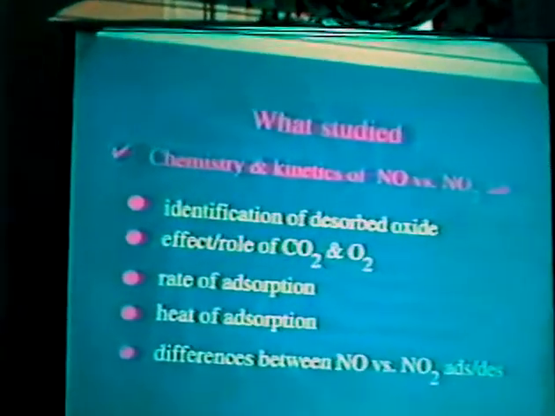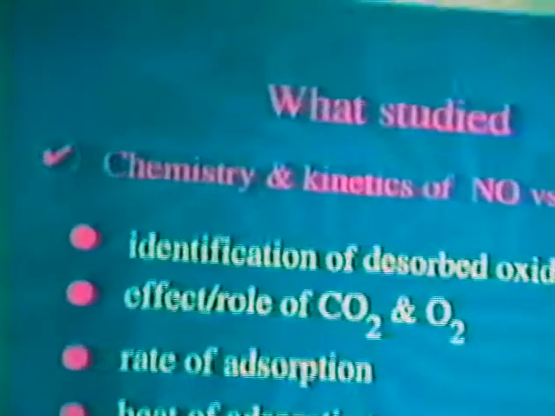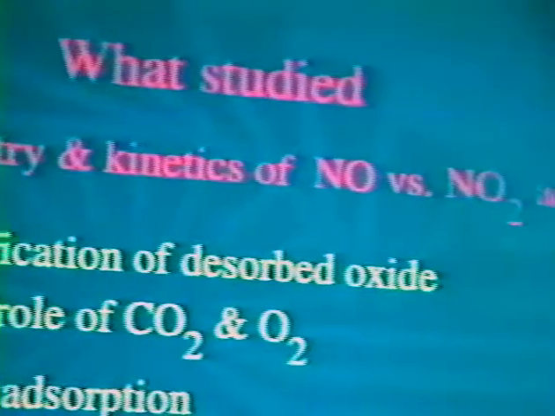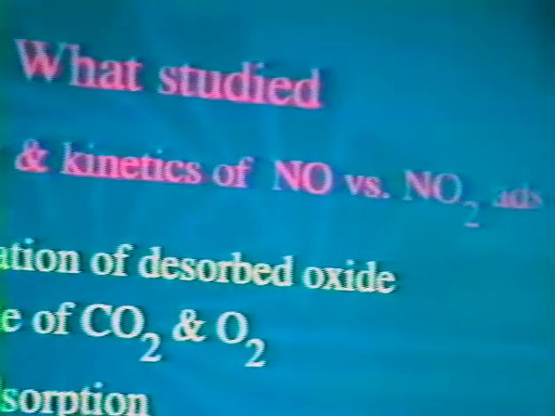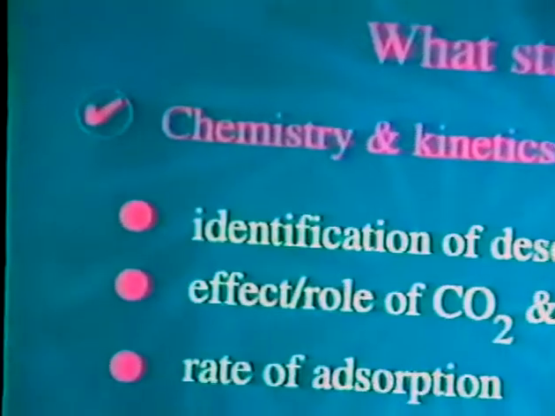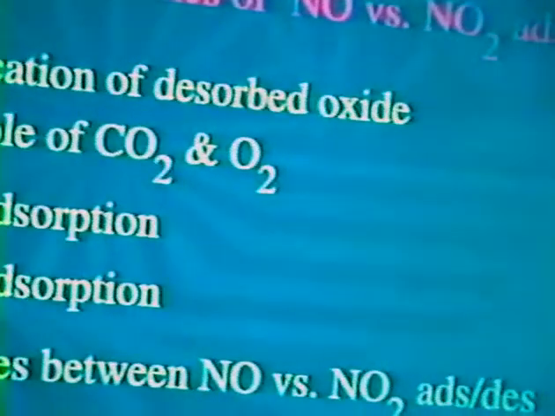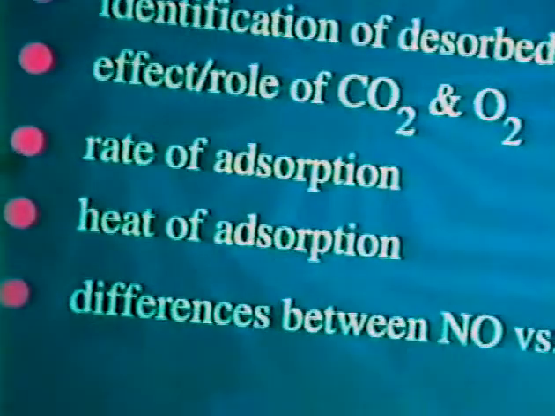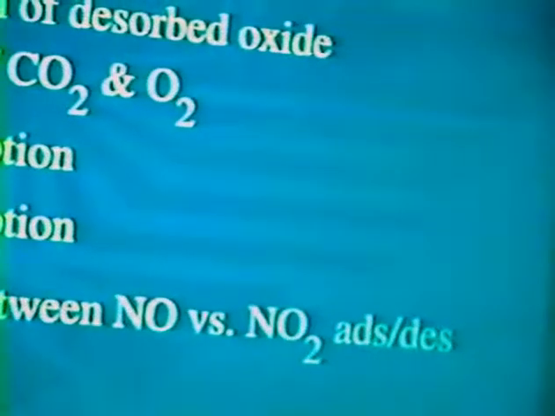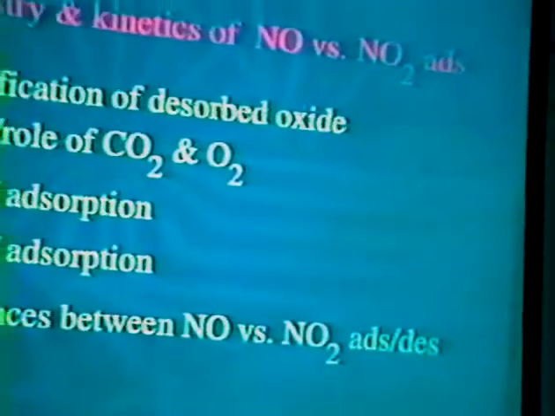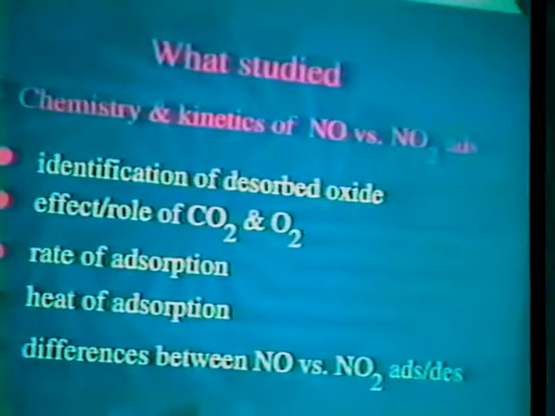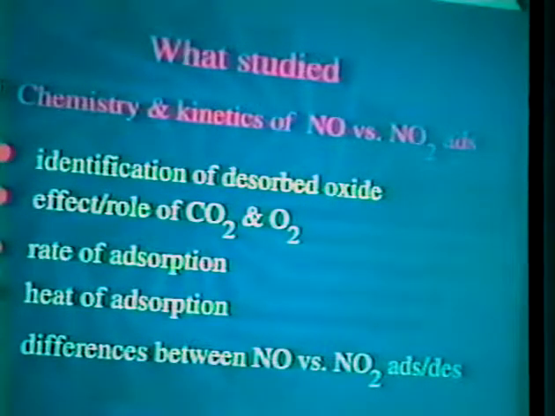We have also done a study looking at the differences in the chemistry and kinetics of NO versus NO2 absorption. And in this area, we tried to identify the desorbed oxide. We looked at the effects and role of CO2 and oxygen, which are important components of combustion flue gas. We have looked at the differences in the rates of absorption. We have determined the heats of absorption, and we then have used these differences between NO and NO2 absorption and desorption to try to better understand the mechanisms.